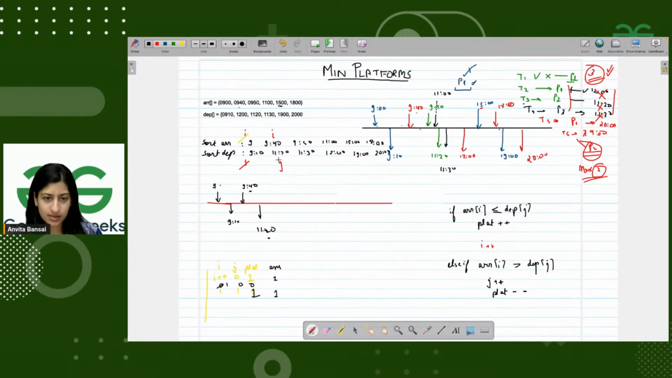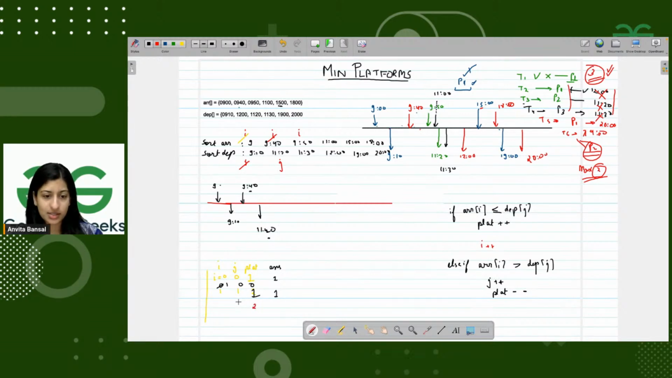Now, what are the indices? Okay, fine, and then you are at this position now. Okay, look at the next iteration. So I is at this position. Check for the condition. ARR of I, it is less than departure of J. Yes, it is. Okay, then what? Increase your platform. So increase your platform, and it was 1, so it will become 2.